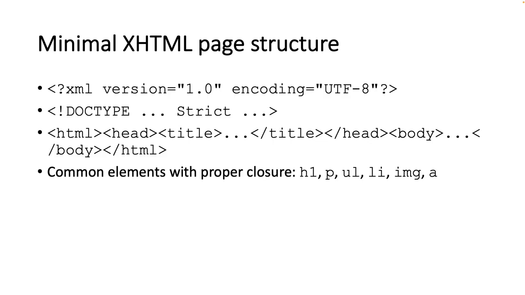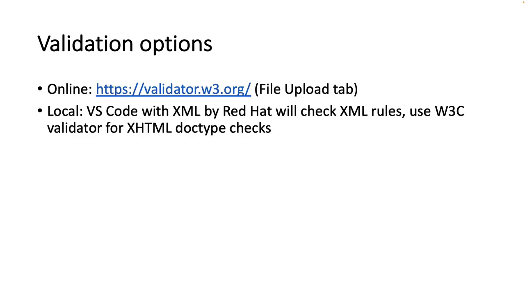So you have validation options. You can validate online using this W3C validator, which is what we'll require for this project. You'll have to upload files similar to how we did it with xmlvalidator.com. Or we can do it locally with VS Code with the XML Red Hat extension that will check the XML rules and use the W3C validator for XHTML doc type checks.